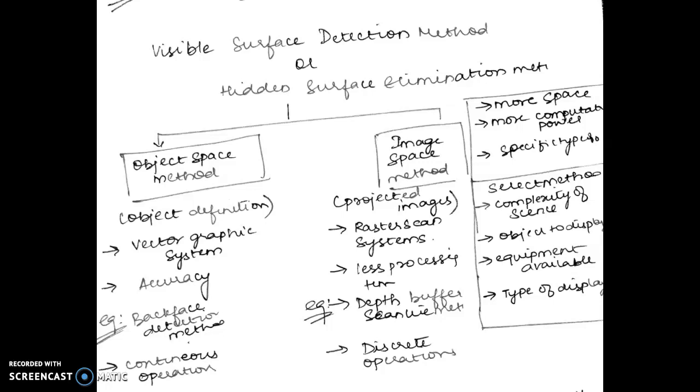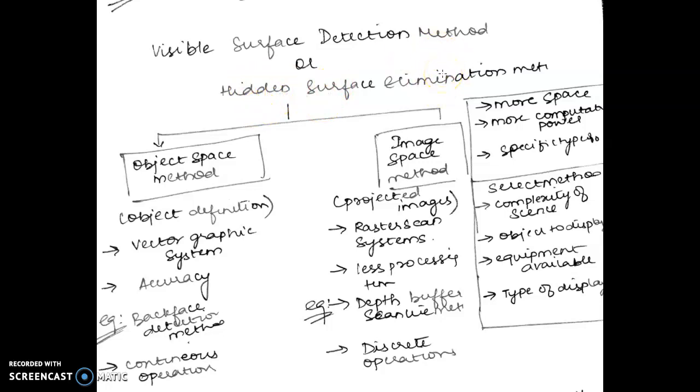Hello friends, welcome to another lecture on the computer graphics series. In this lecture we'll be delving into the concept of visible surface detection method or hidden surface elimination method. Visible surface detection and hidden surface elimination are actually the same thing. In visible surface detection, we mean that the surfaces which are visible to us will be identified or detected by the computer. In other words, the surfaces which are hidden from us must be eliminated.